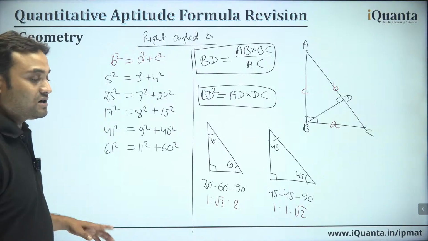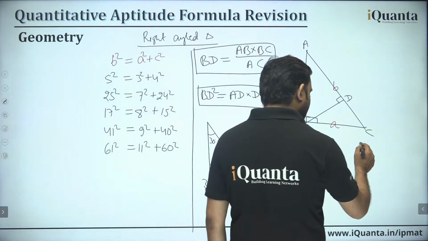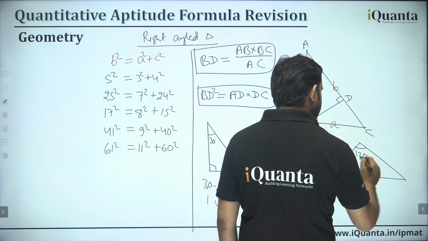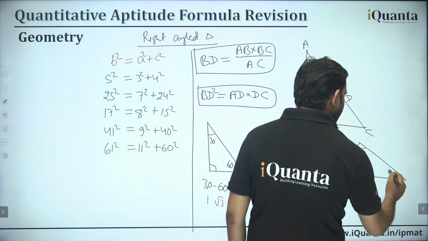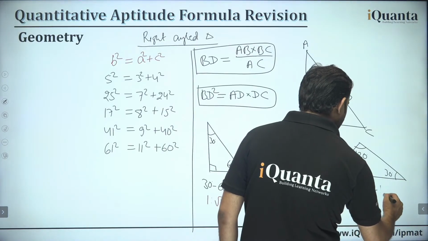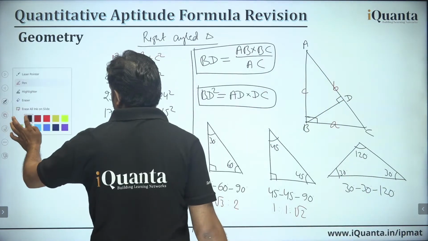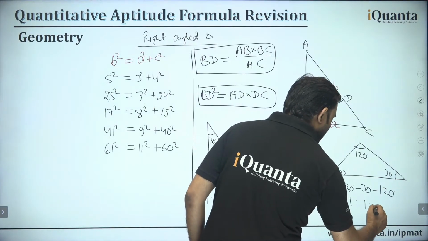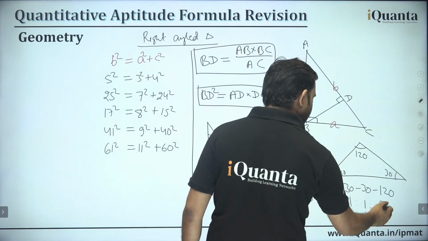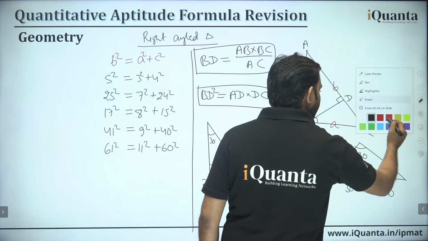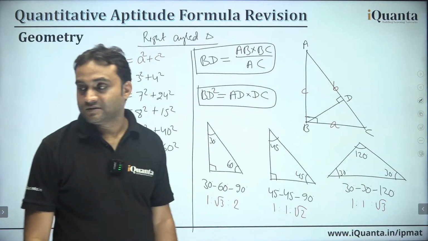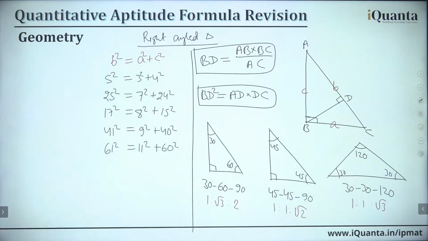Now there is another triangle which is of course not a right angle triangle, but we can find out the ratio of the sides in this triangle. Although this you can also find using the 30, 60, 90 degree triangle, it is the 30, 30, 120 degree triangle. In this case, the ratio of the side lengths will be 1:1:√3. These are the ratio of side lengths.